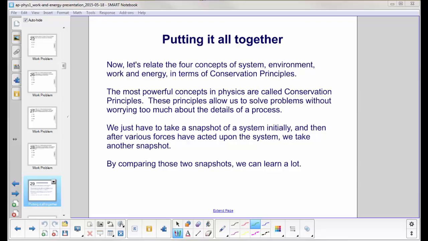Now we're going to take the four concepts we've just reviewed, system, environment, work, and energy, and relate them in terms of conservation principles. These are the most powerful concepts in physics. They allow us to solve problems without worrying too much about what goes on in the middle. We just have to figure out where we started, take a snapshot of the system initially, and then, after various forces have acted and things have occurred, we take another snapshot at the end. By comparing these two snapshots, we can learn a lot about what happened.